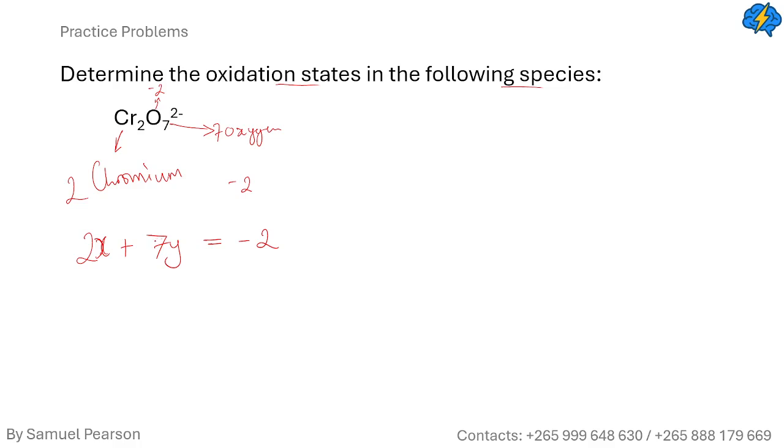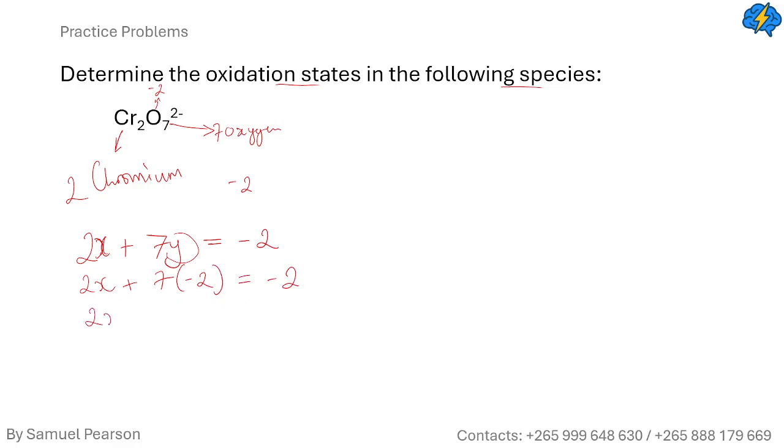In other words, the value of Y is -2. This is not a peroxide. That's why we say the oxidation number of oxygen should be -2. So we can substitute -2 where there is Y. Our equation will be 2x plus 7 multiplied by -2 should equal negative 2.